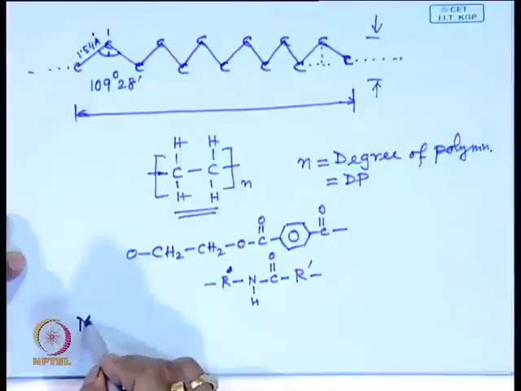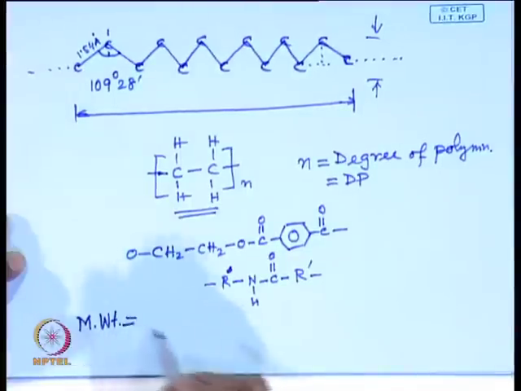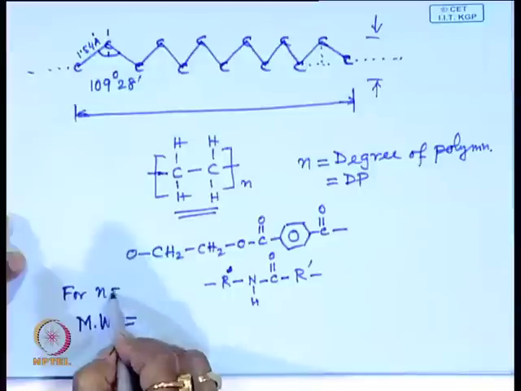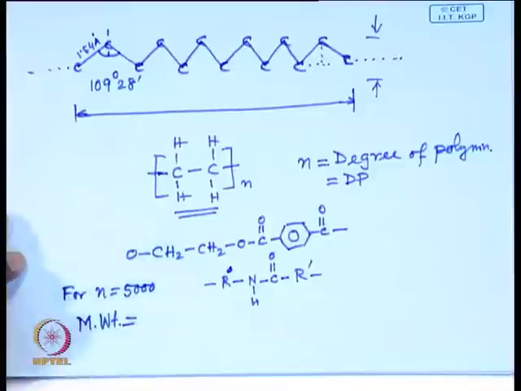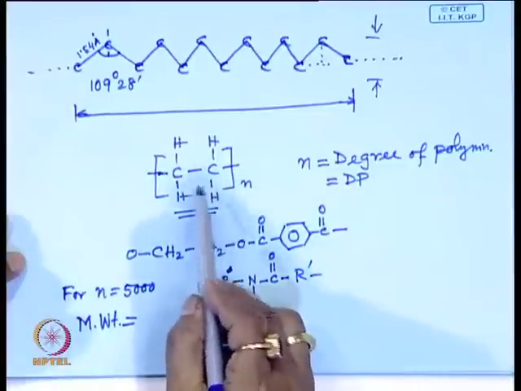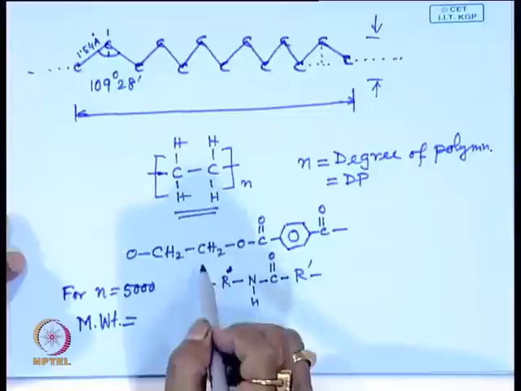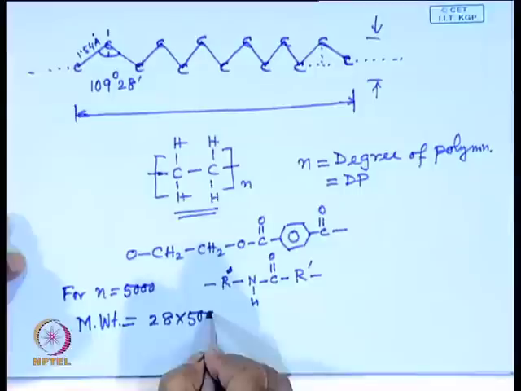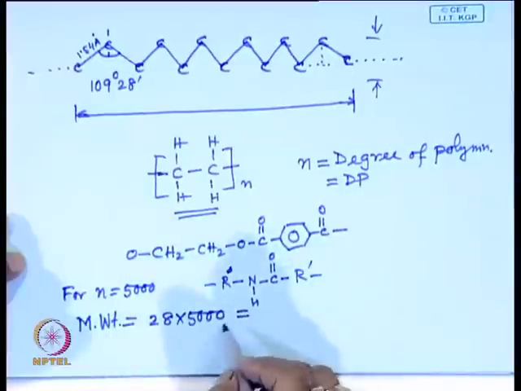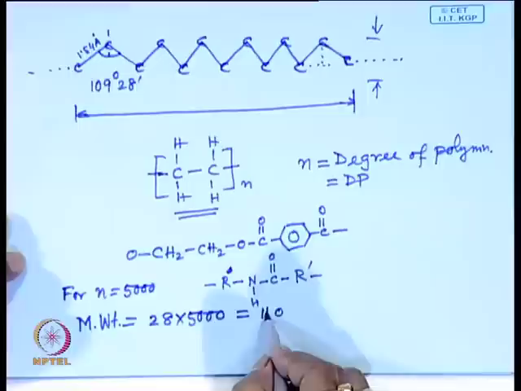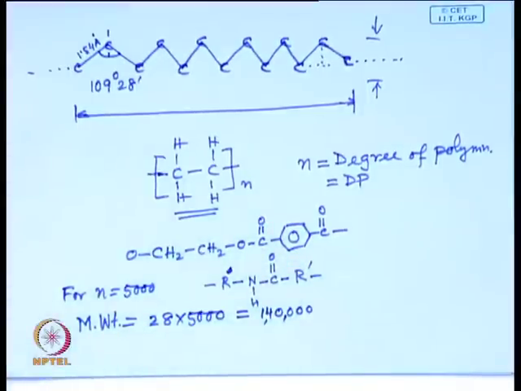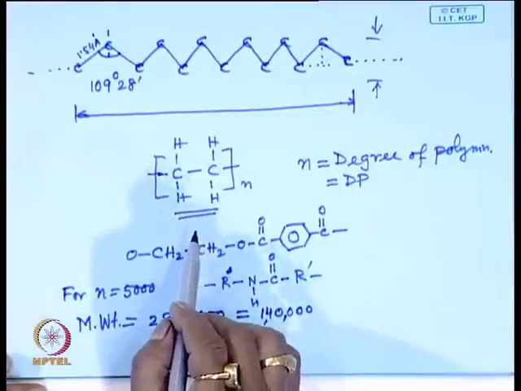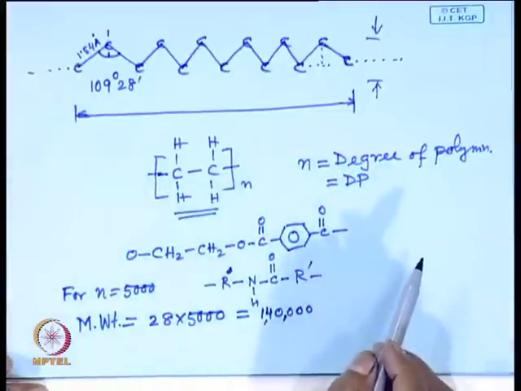Suppose n is equal to, say, 5000. From the mass of the atoms of carbon and hydrogen, you can write it is 28 into 5000. So, this is 1 lakh or 140 kilodalton molecular weight. So, this is the repeat unit. It is repeating along the backbone chain.